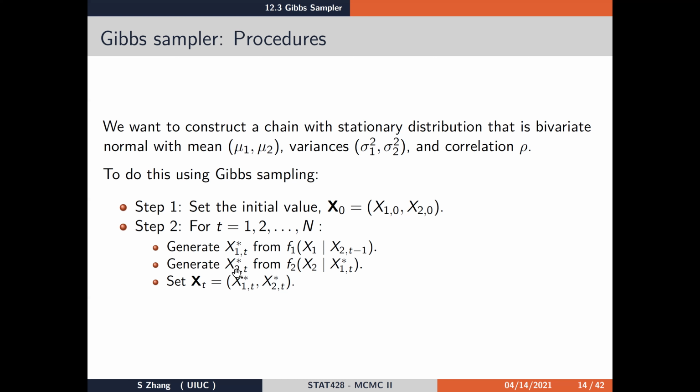We will set x star 2t to be a sample from f2 of x2 given x star 1t. In other words, we will generate this sample from the conditional distribution of x2 given the sample that we just obtained for x1. And then at the end, we will update our x, where the tth iteration of x is just equal to the two values that we generated.